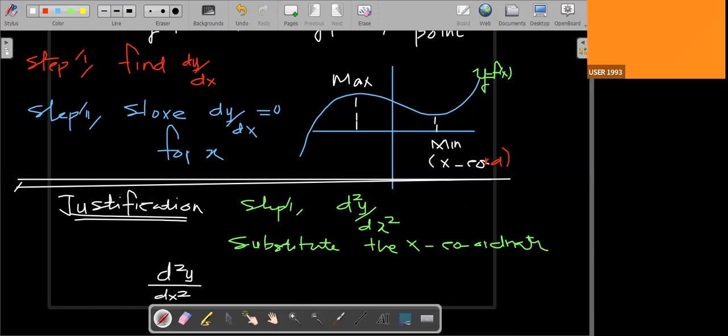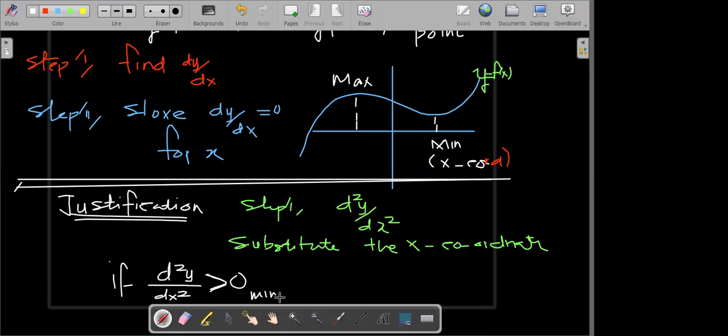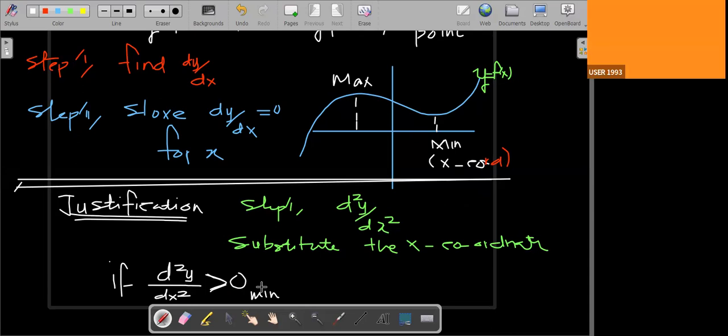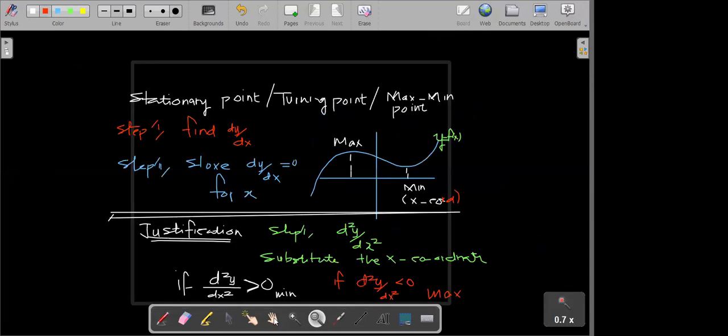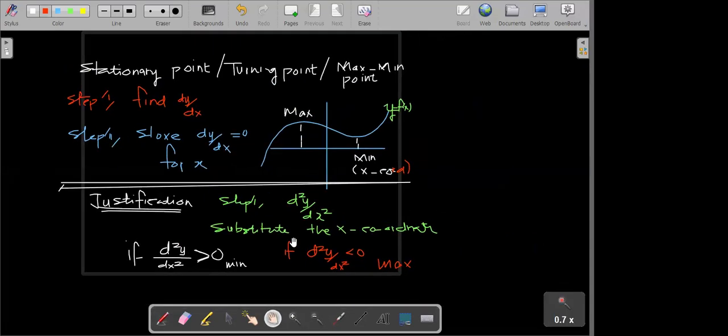This is the theory part, right? Now, if d squared y over dx squared is more than 0, it's going to be a minimum. I mean, if the answer you get here is more than 0, it's a minimum point's x coordinate. If the second derivative answer is less than 0, it's a maximum point's x coordinate. So basically, if it's a positive value, it's going to be a minimum. If it's a negative value, maximum.